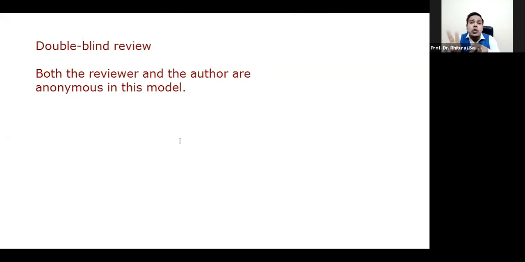In double blind review, both the reviewer and the author do not know each other. That is, you are submitting one paper to the journal. The reviewer will not know your name, and you don't know who the reviewer is. You cannot propose the reviewer's name to the journal. This is the double blind review process.